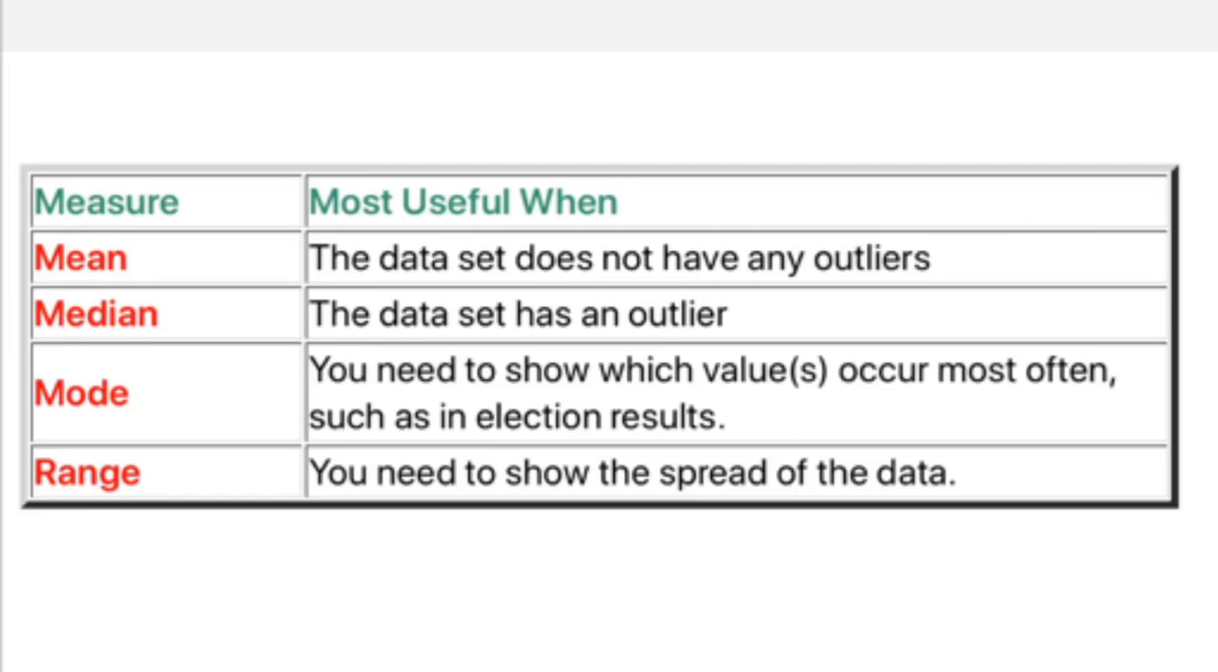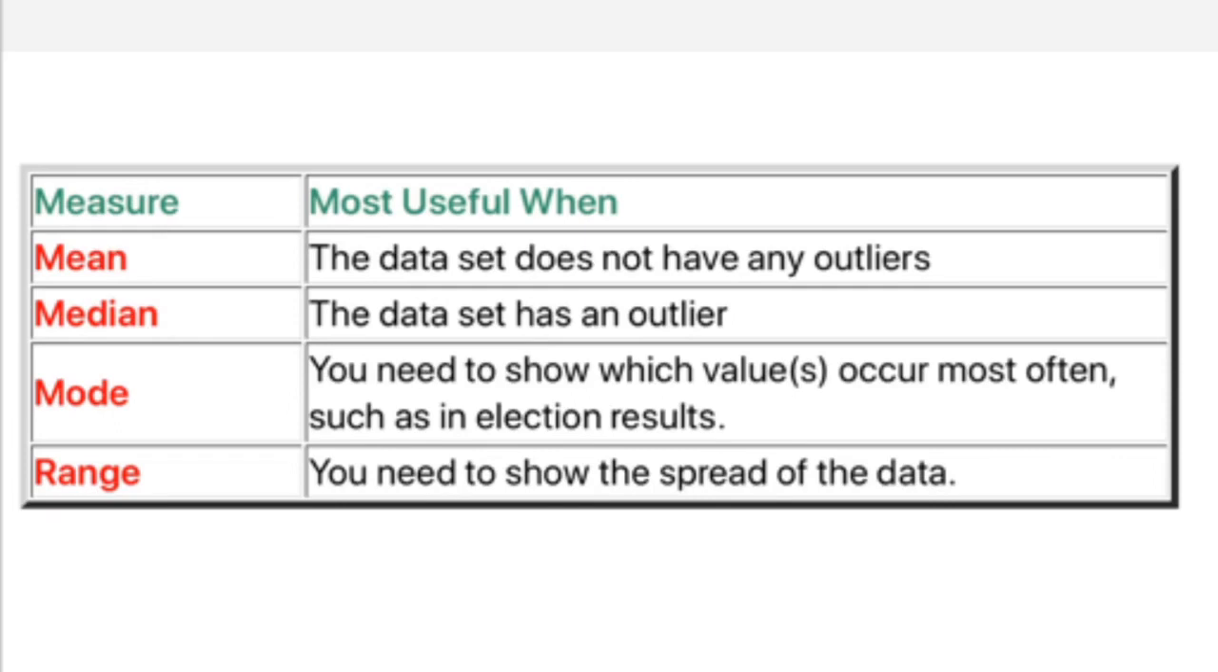So we know that the mean is the most useful when a set of data does not have any outliers at all, because we know that outliers have a great impact on the mean. Median is the most useful when you do have a set of data that has an outlier. Mode is most useful, remember, mode is a little bit different, when it's specifically asking you for a value that occurs the most often, such as in election results. That would be when you use mode.